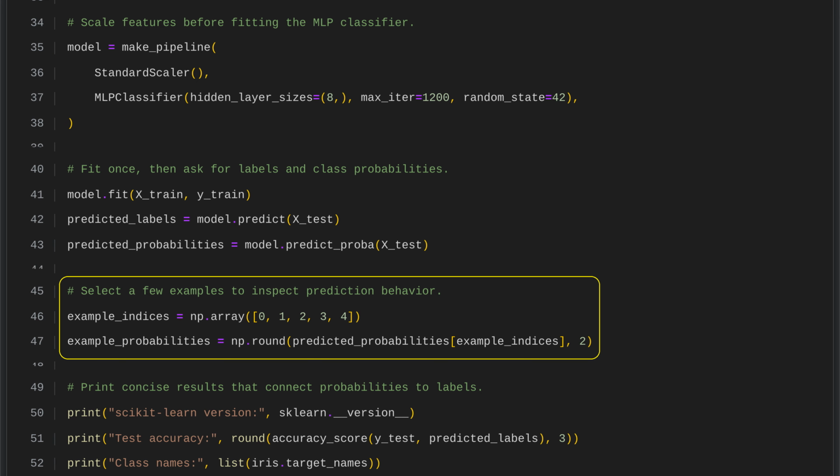To check the model's predictions, we select a small group of examples, specifically the first 5. We then look at the predicted probabilities for those examples and round them to 2 decimal places. This makes it easier to compare the results and understand how confident the model is in each prediction.